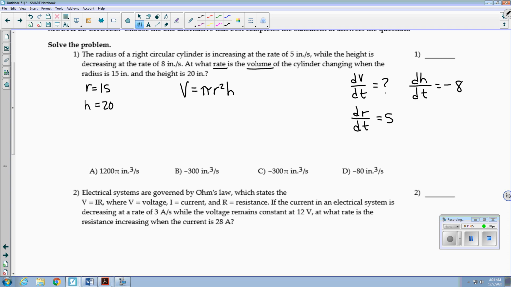Now, before I differentiate, I want to ask myself, are any of these variables remaining constant? Because if they do, I can plug in the constant value at this point, and that will make my differentiation easier. Unfortunately, both the radius and the height are changing with time, and we're looking for the rate of change of the volume. So all three of these things are changing, so I'm going to keep them as variables. So let's take the derivative of both sides with respect to time. So we have dV/dt.